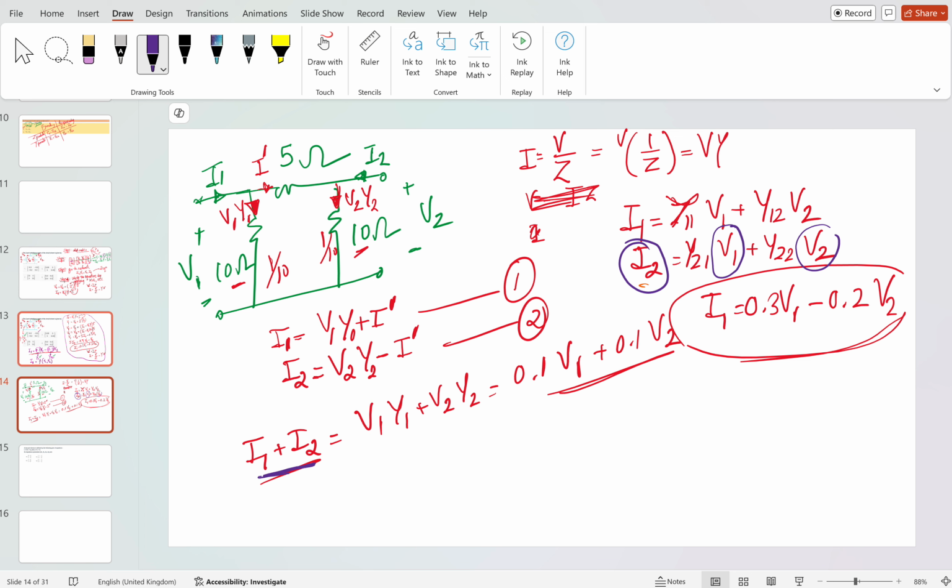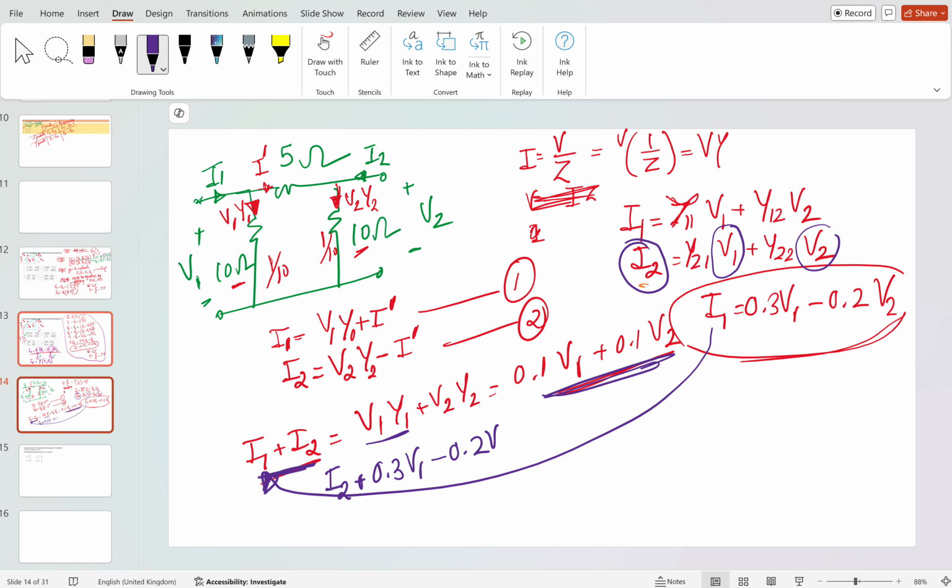What you have got here is I1 plus I2 in terms of V1 and V2. What you could do is put this value of I1 here so that it can be replaced in the format of V1 and V2. So you will get I2 plus I1, where I1 is 0.3 times V1 minus 0.2 times V2, is equal to 0.1 times V1 plus 0.1 times V2. Rearrange it. I2 is equal to minus 0.2 times V1 plus 0.3 times V2. Getting my point? So now you have got I2 as a function of V1 and V2.